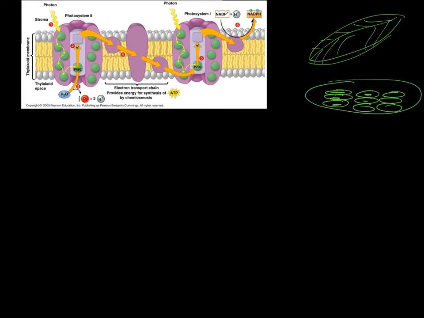But these stacks, the stack is called a granum. This space here, this outer space here, is called the stroma. And there's an inner space inside. This whole thing, each of the pancake-looking things are called thylakoids. All right, thylakoids.